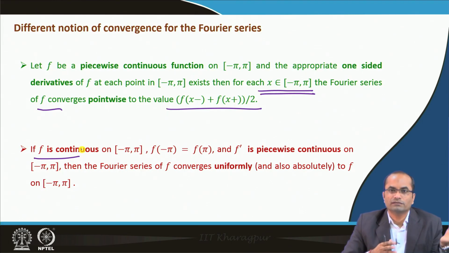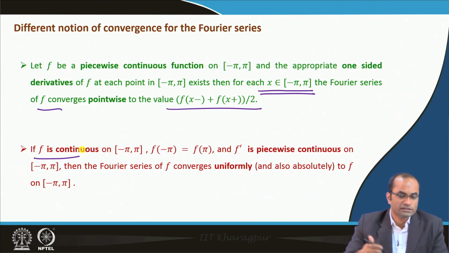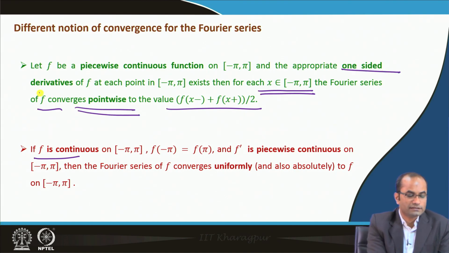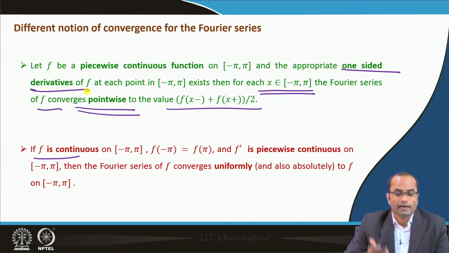So, the weakest among these three was the mean square sense, and there we did not impose any condition, only that piecewise continuity is enough for that weaker notion of convergence. But when we are talking about pointwise convergence, then we have added the existence of one sided derivative, and now when we are talking about uniform convergence, then we have to add a little more.